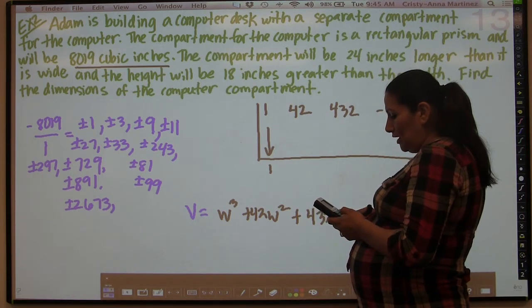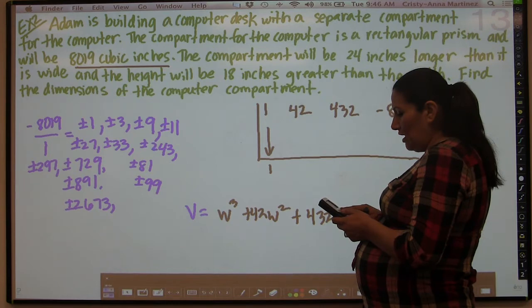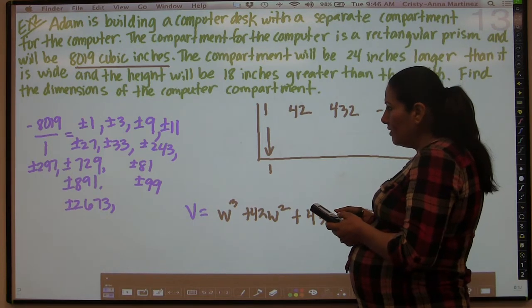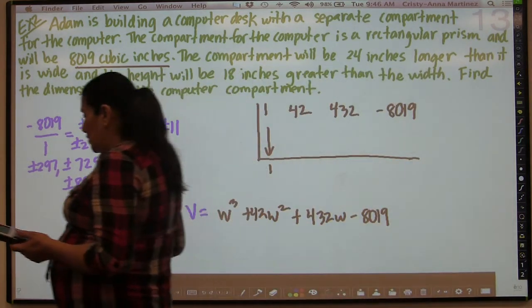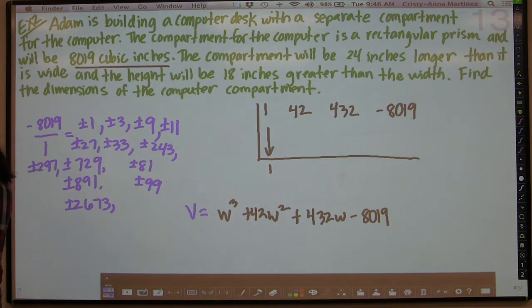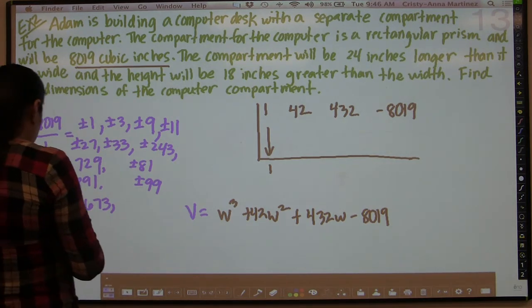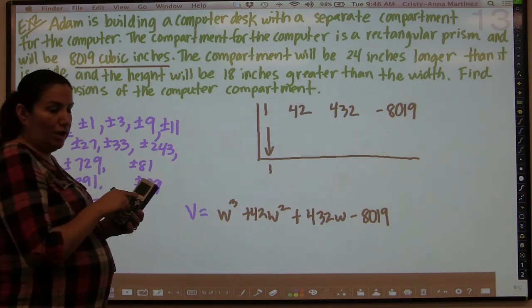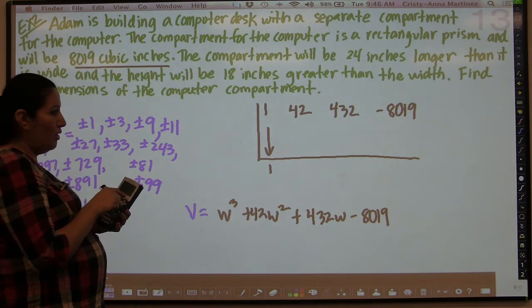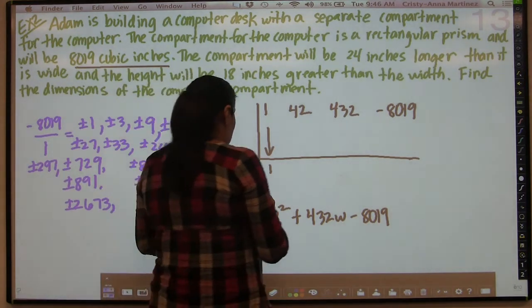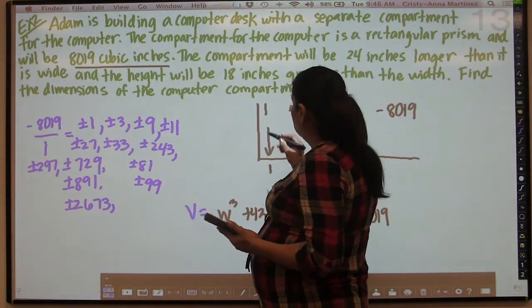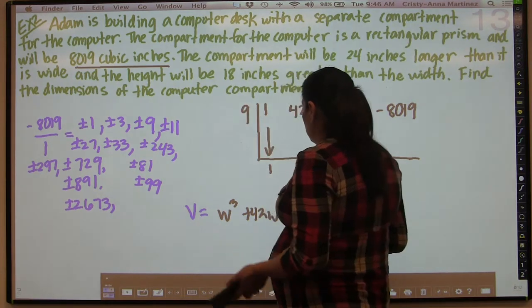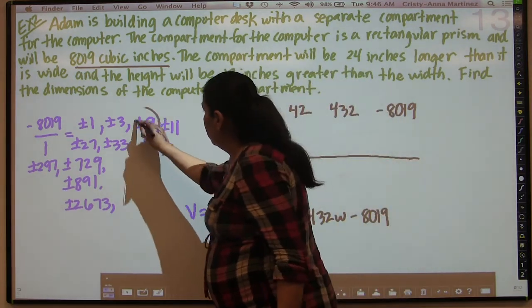So what I'm going to do is use the second trace feature of the calculator. And I'm going to just try a number here. And in the interest of time, I'm going to go ahead and try a number that works, which is 9. When I plug in 9 to the calculator, it gives me a y value of 0, which means that 9 is going to have a 0 remainder. So I'm going to try the 9 because it's in this list right over here.